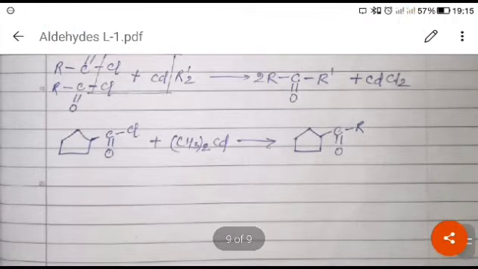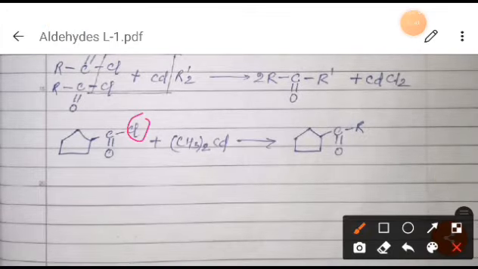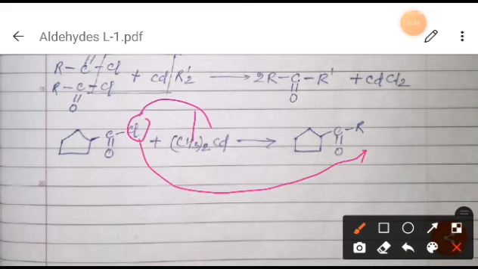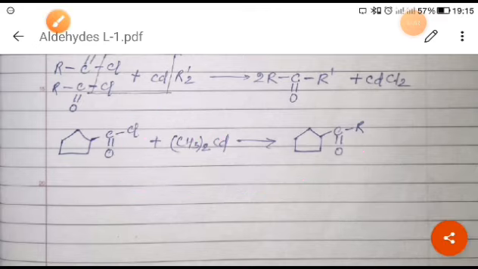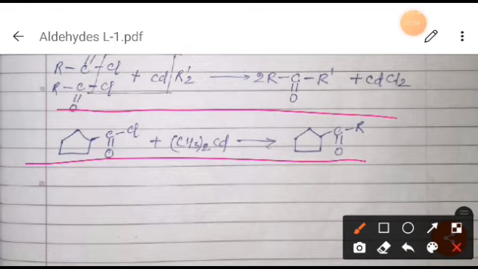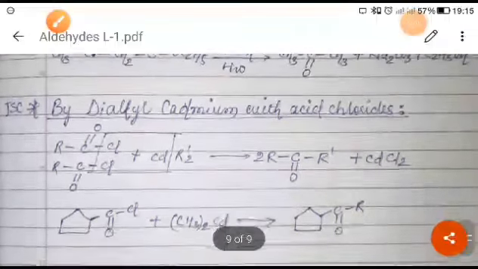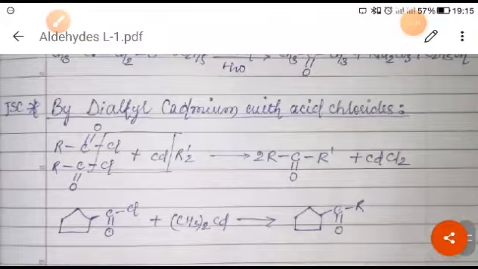In the same case here also, in place of this Cl, this Cd and this R will come, and this Cl will come out from the reaction. This Cd will take this Cl, right, and this R will go and attack here. So as you can see here, the reactions are very simple. If you look at it carefully, it will automatically fit in your mind.